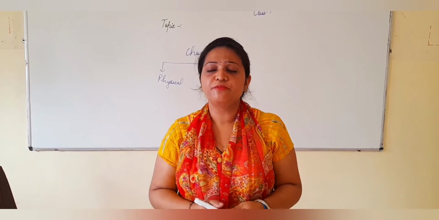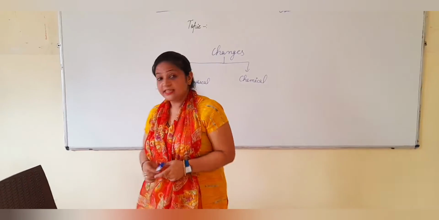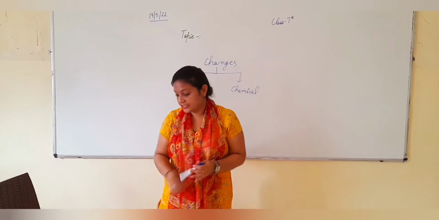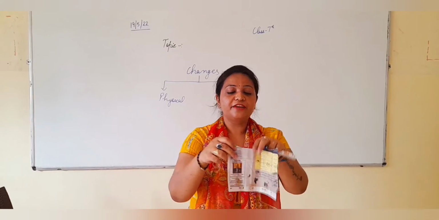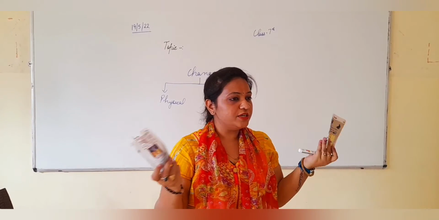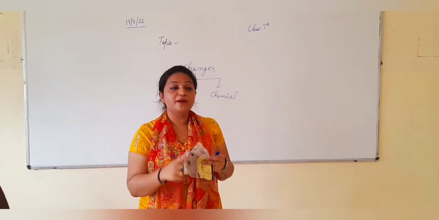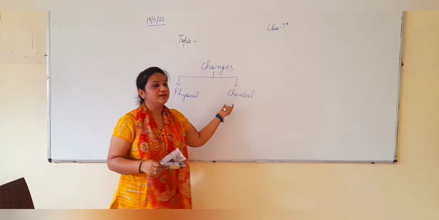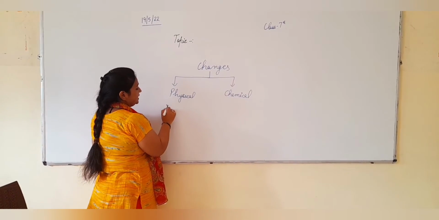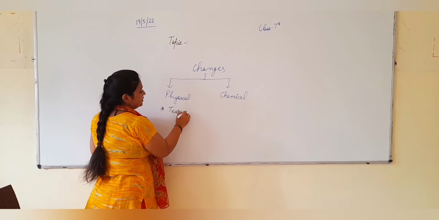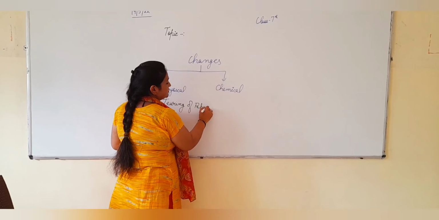Some of you can give me examples of physical changes. Right. Yes, very good. I will show you physical changes along with your examples. This is a paper, and if I tear this paper, is there any new product? No new product. So will it come under physical or chemical? Yes, very right. It will come under physical, meaning tearing of paper, because no new product is forming.